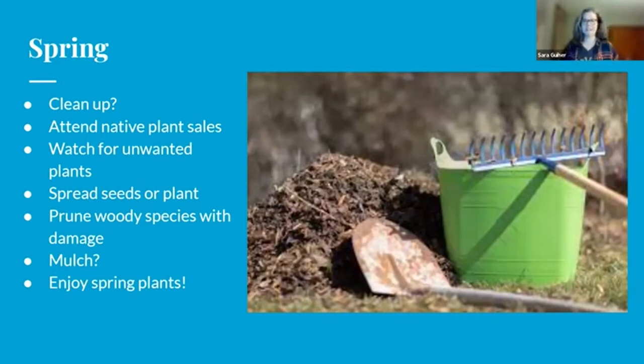Mulch? So that could be the leaves that you already have in your garden bed, utilizing those. You could use traditional mulch. If you're planting, you can start moving towards using things like sedges or grasses as a green mulch, to fill in areas where you don't necessarily have flowering plants. You could use other plants to fill in those areas.